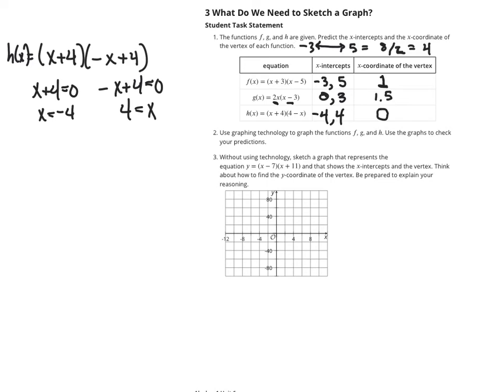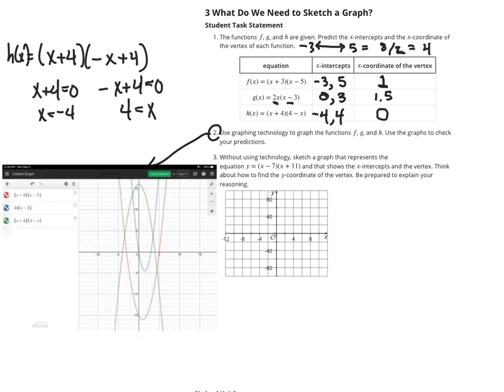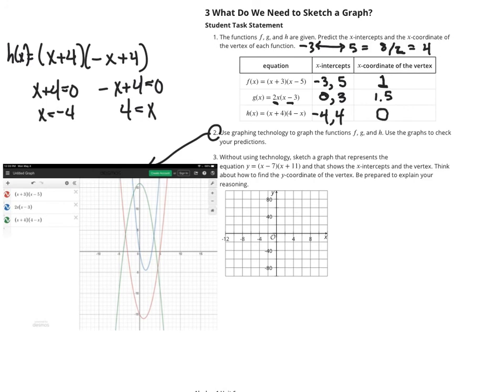All right, use graphing technology to graph the functions f, g, and h, and use the graphs to check your predictions. I'm going to do that on Desmos and start a new slide. If you would like to play along, go ahead and open up Desmos. All right, let's look at this. F of x is in red. We had x-intercepts of negative 3 and positive 5, and an x-coordinate for the vertex of 1, which is right there.